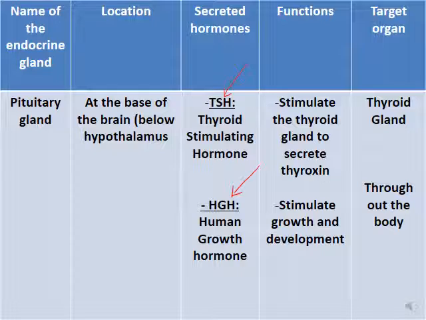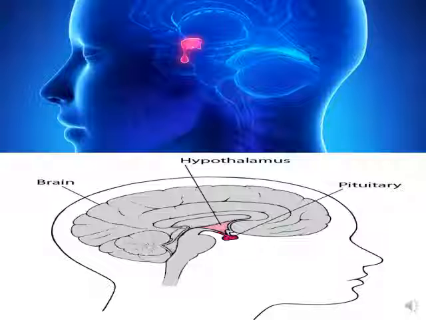We said that the function of the thyroid stimulating hormone is to stimulate the thyroid gland to secrete the hormone thyroxine. So it works on the thyroid gland, which is the target organ. From its name, the thyroid stimulating hormone stimulates the thyroid gland to secrete its hormone thyroxine, whereas human growth hormone, HGH, stimulates growth and development, and its target organs are throughout the whole body.